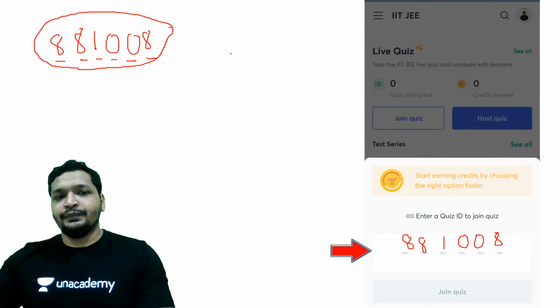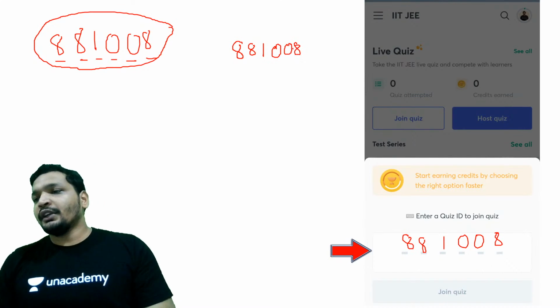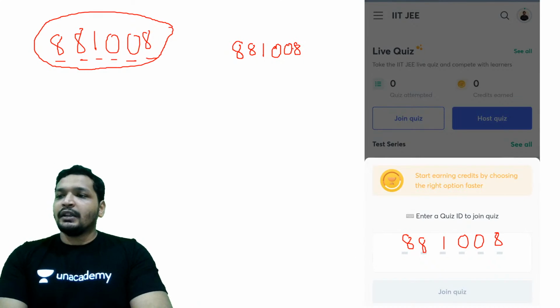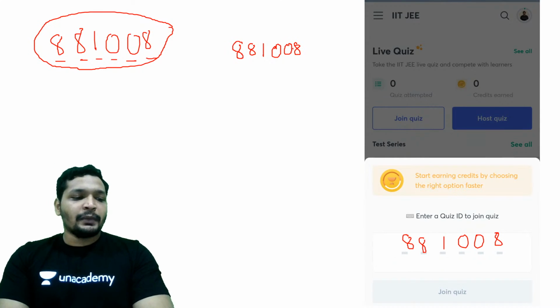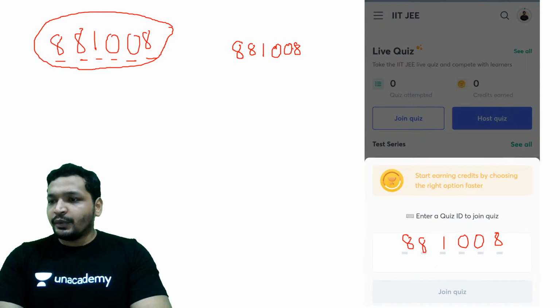Then you will enter the code 881008. Okay, this is the code, 881008. So quickly do it, guys. We will be waiting for another 2 to 3 minutes for participants to join, and then we will begin the quiz.